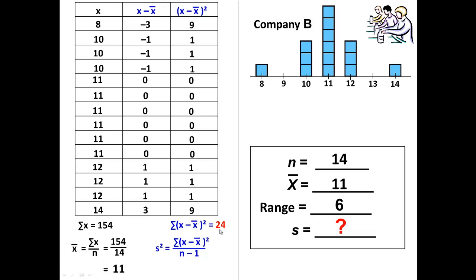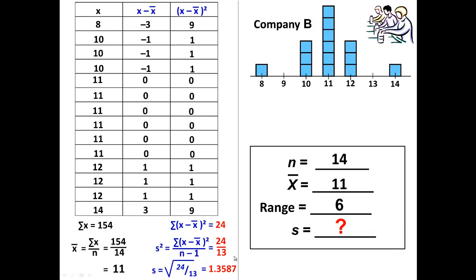This sum gives us 24. We'll divide 24 by n minus 1. Our n is 14, minus 1 is 13. That is the variance. Since we're looking for the standard deviation, we'll take the square root of 24 divided by 13, which gives us 1.3587, and that is our standard deviation.